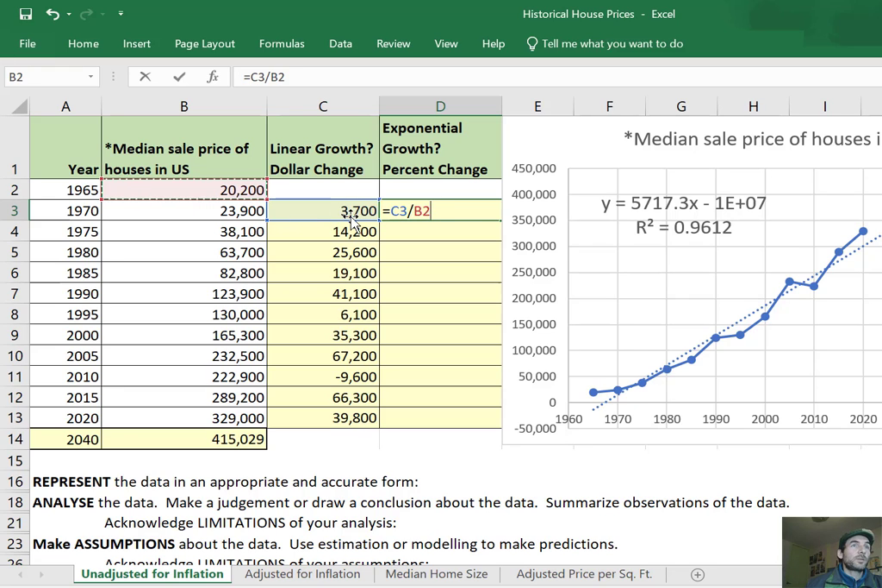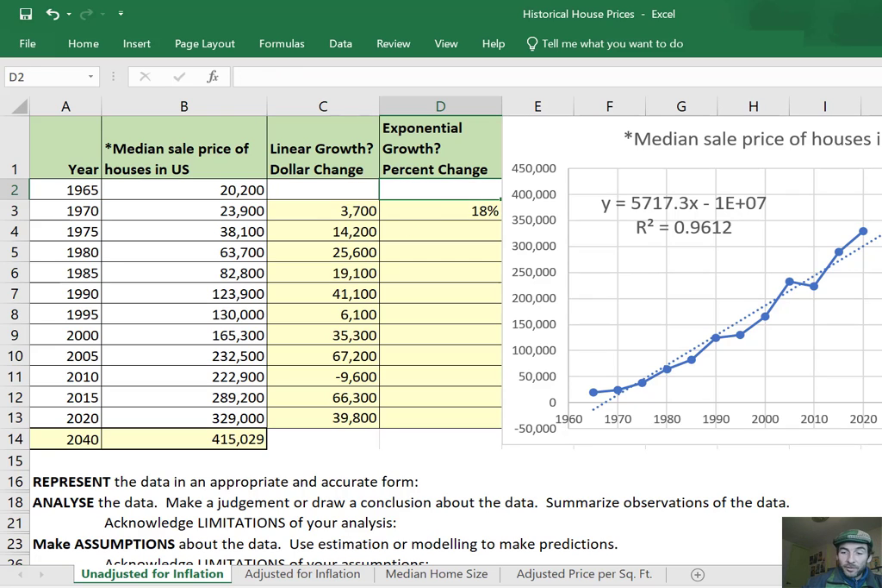So if I take this increase and divide by original, that'll give me the percentage change from 1965 to 1970. Press enter. 18%. Okay. House prices went from this amount to this amount. That was the increased amount, the 3,700, and that's 18% of 20,200, right?